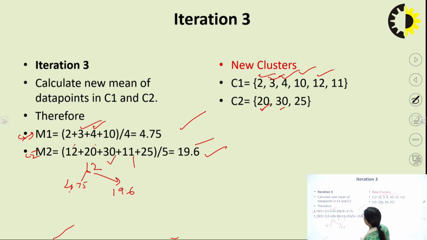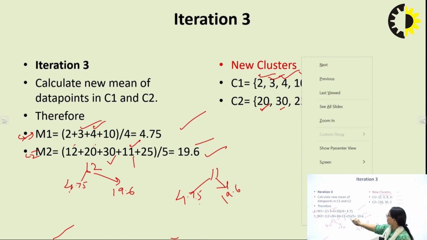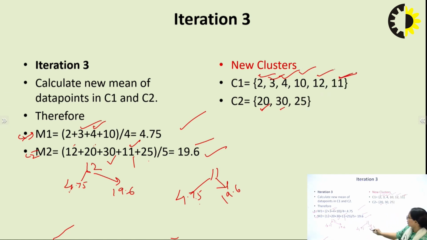What about 11? 11 when compared to 4.75 and 11 when compared to 19.6 has a shorter distance, or is closer to C1. So that is why 11 has shifted. So we see here 11 was in C2, but now it is a part of C1. So we see that there is still shifting and change of parties going on. And so we'll have to do this iteration till there is stability in this change of parties. So 25 is the next element that we have. 25 is no doubt closer to 19.6 as compared to 4.75. So 25 is a part of this.